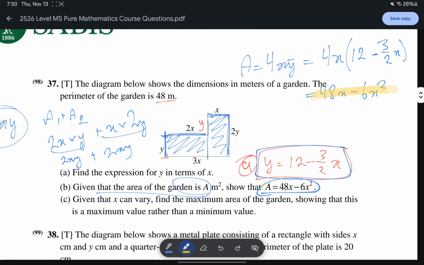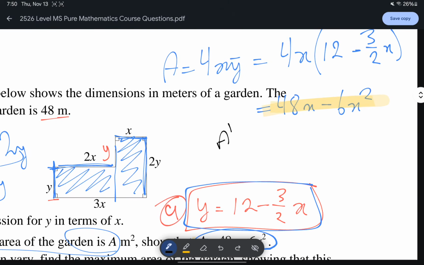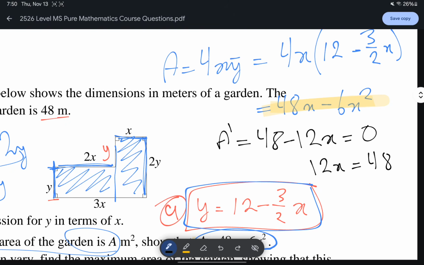Okay, now part C, they're saying given that x can change, find the maximum area of the garden, showing that this is a maximum value rather than a minimum value. Okay, when they're asking to find the maximum or minimum, once again, we need to derive and then we equate to 0. Okay, so we'll take the equation we have, which is 48x minus 6x squared, and then we derive it. So A prime is 48 minus 12x. This is our A prime. We equate it to 0, so you get 12x equals 48. So that means our x is equal to 4.